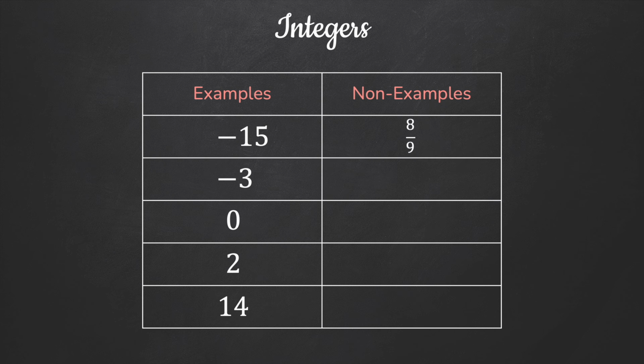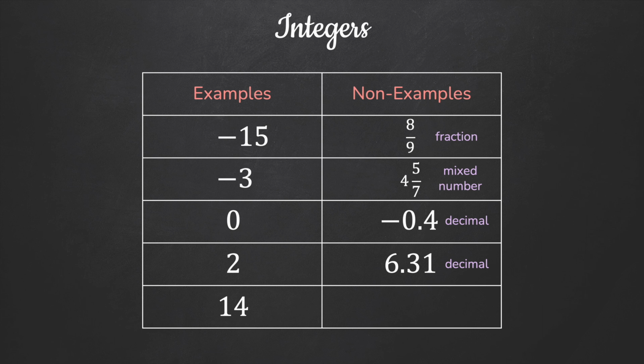So 8/9 is not an integer because it is a fraction. 4 and 5/7 is not an integer because it is a mixed number. -4/10 is not an integer because it is a decimal. 6 and 31/100 is not an integer because it is a decimal. And -1/2 is not an integer because it is a fraction.